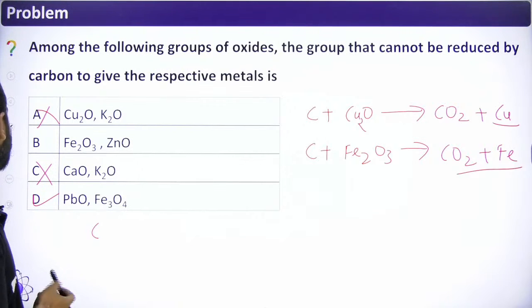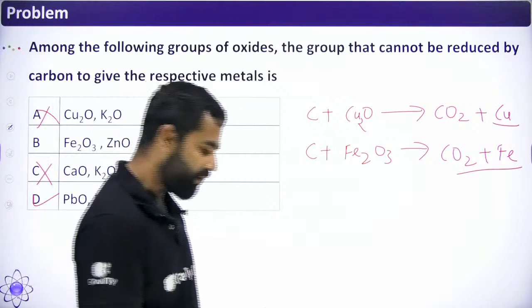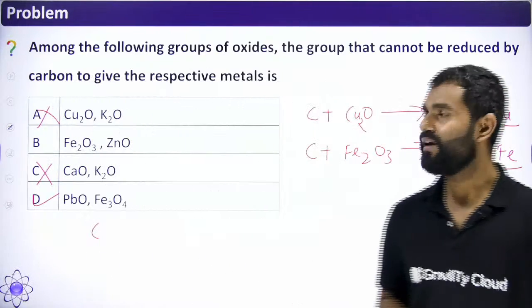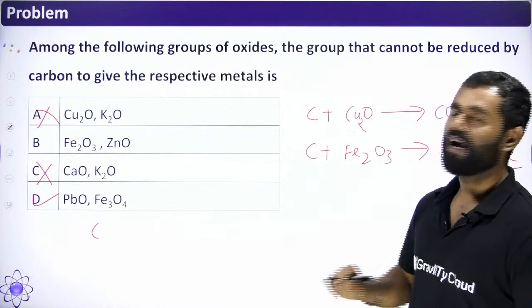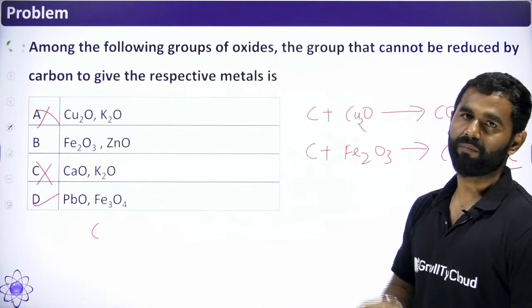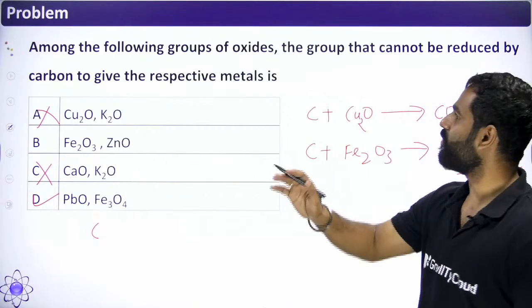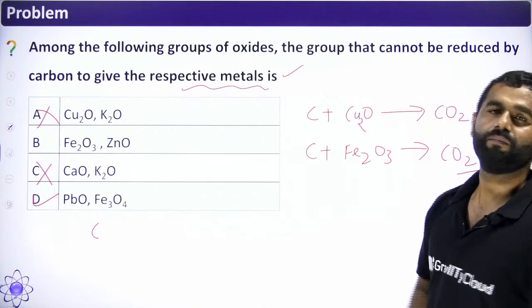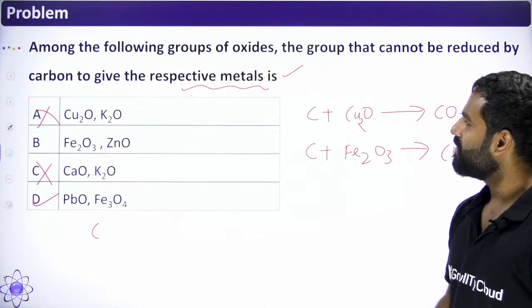Answer D is correct. I hope you understood how to solve this question. All you need to see is in which case the carbon is more reactive than the other metal. In that case, the carbon can replace that metal and it will lead to a formation of metal, simple, right?